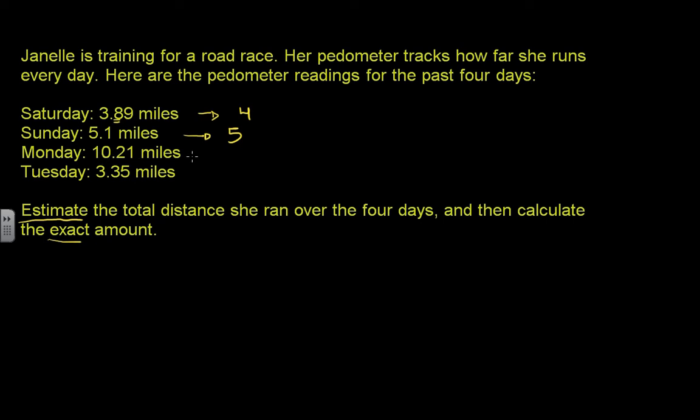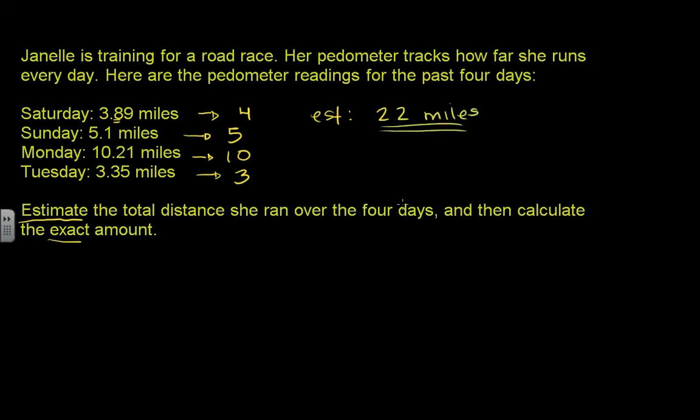10.21, let's make that 10 miles, because the 2 would round down. It's less than 5. And the 3.35, let's make that 3 miles because 3 is less than 5, so we'd round down. So that is 3 miles. And if we were to add them up, 4 plus 5 is 9. 9 plus 10 is 19. 19 plus 3 is 22. So my estimate is that she ran 22 miles over the 4 days.